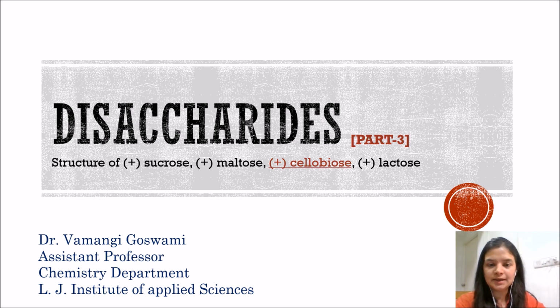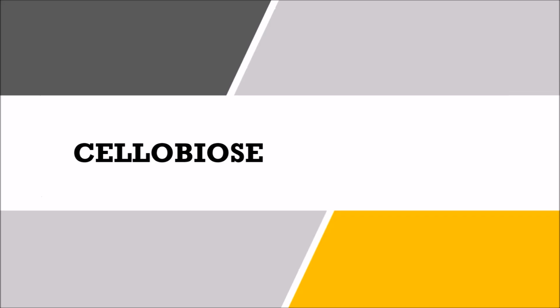Here in part 3 video, we will study the structure of cellobiose in detail. This topic comes under Gujarat University syllabus, BSc Chemistry Semester 5, paper number 301, Unit 4A. So let us begin. Now let us start with disaccharide cellobiose.